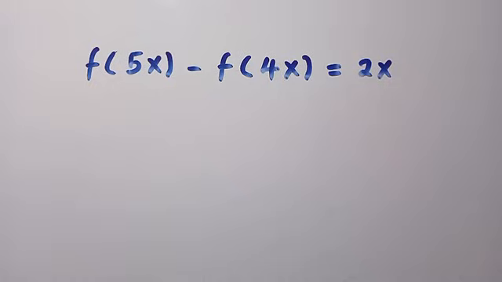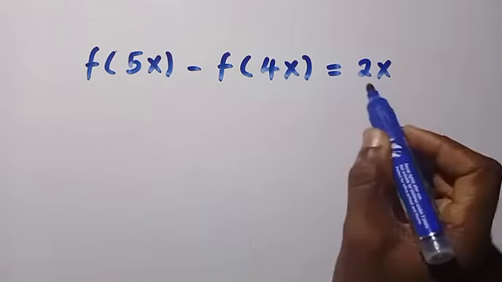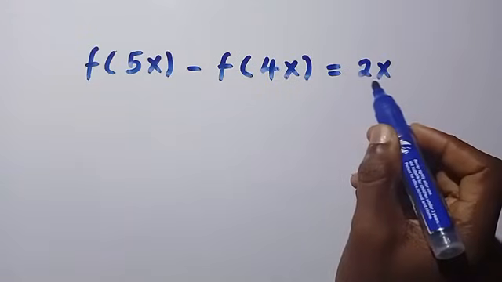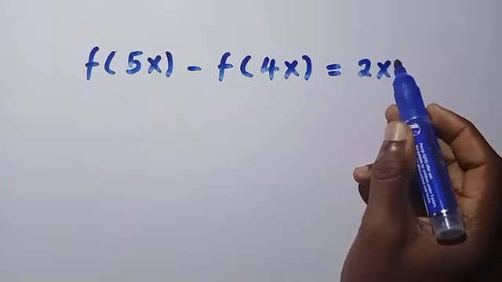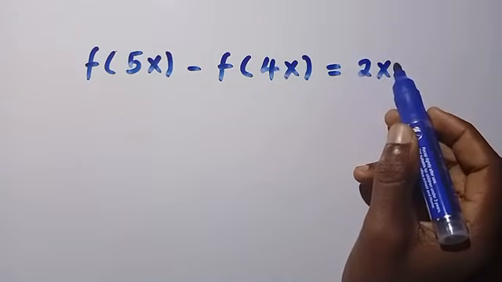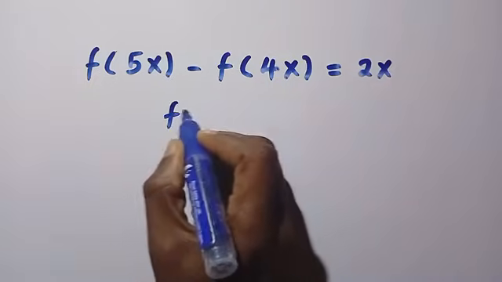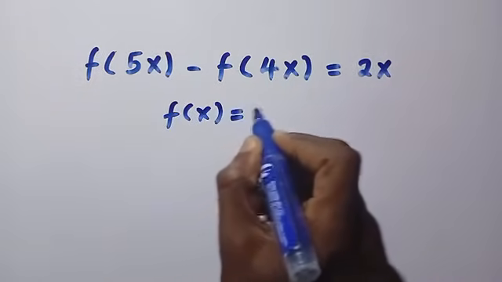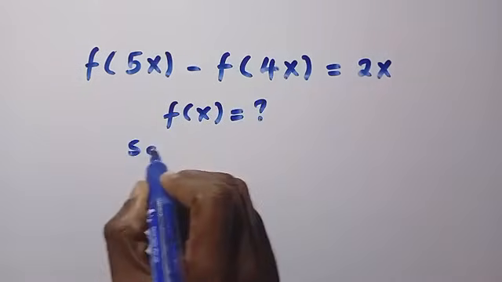Here we have an interesting functional equation where f of 5x minus f of 4x equals 2x. Our goal in this question is to find f of x in a general form. Here at this side we have a linear expression because the degree of this x is 1. Okay, to find f of x, let's consider the solution here.